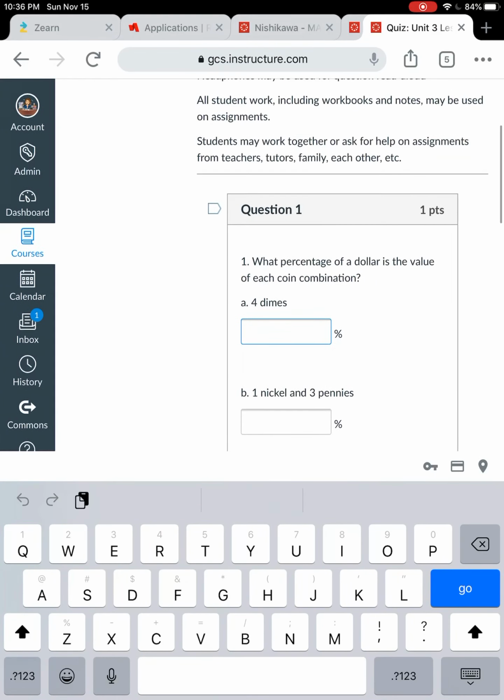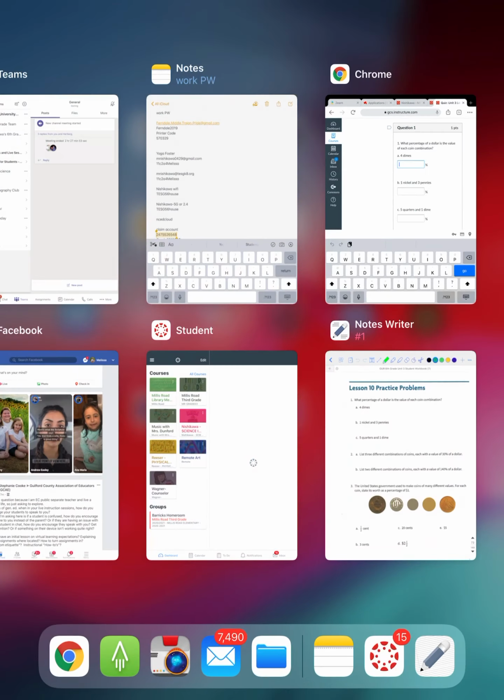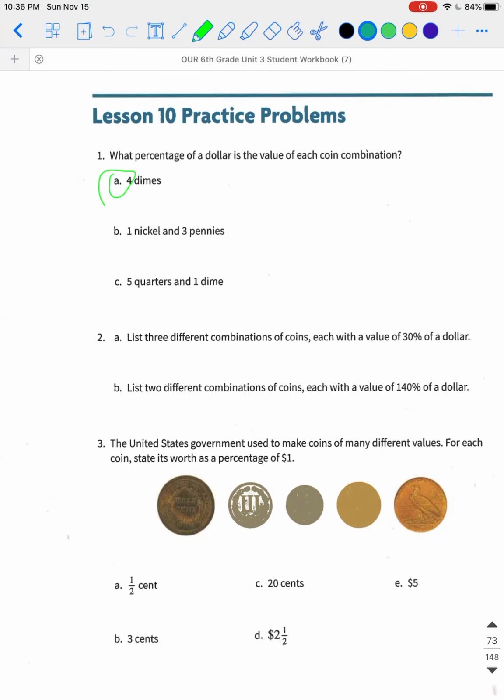Again, you're not going to have to put the percentage sign, but let's look at number 1. What percentage of $1 is the value of each coin combination? So 4 dimes right here. We know 1 dime is 10%, right? Because 1 dime is 10 cents. So 4 dimes would be 10 times 4, or 40%.